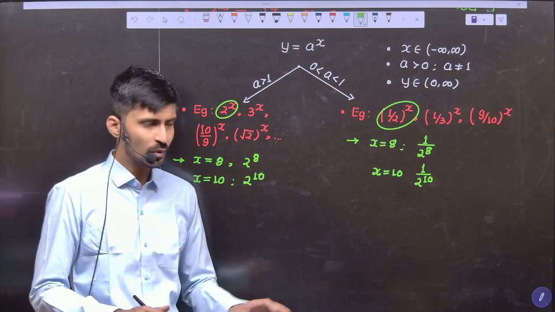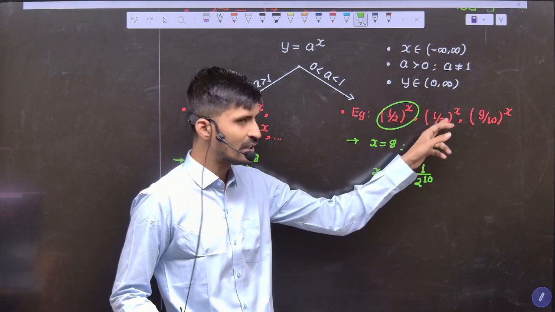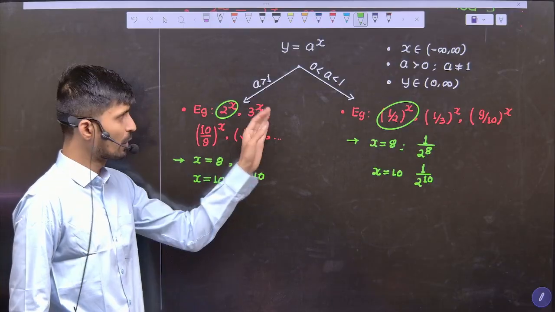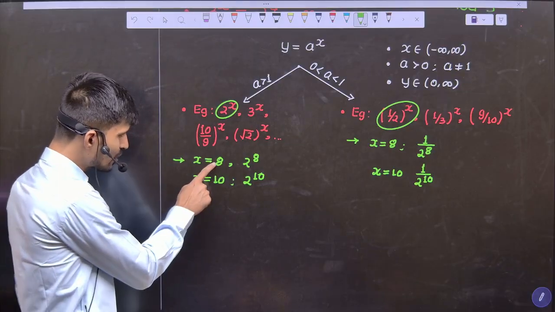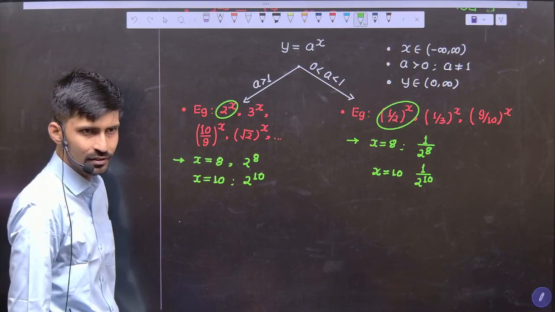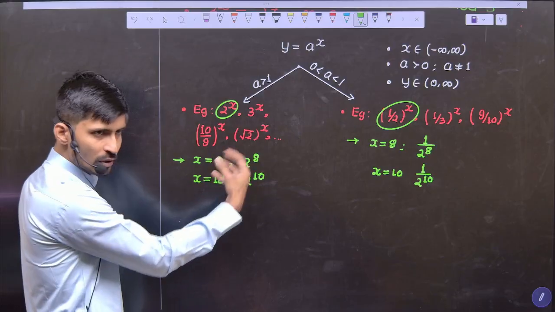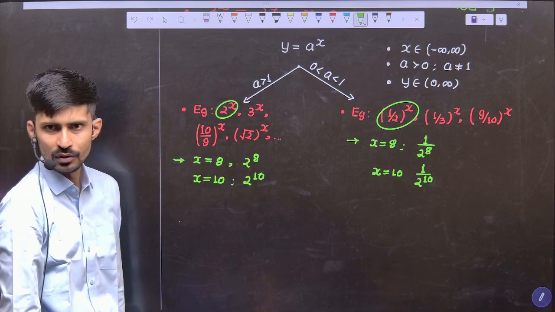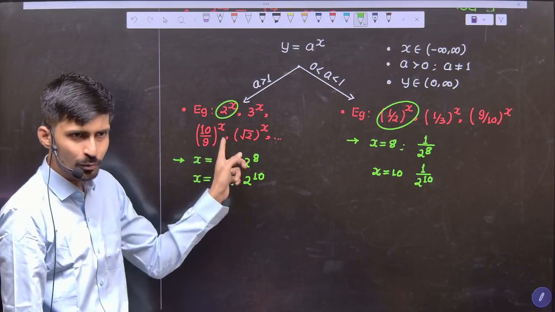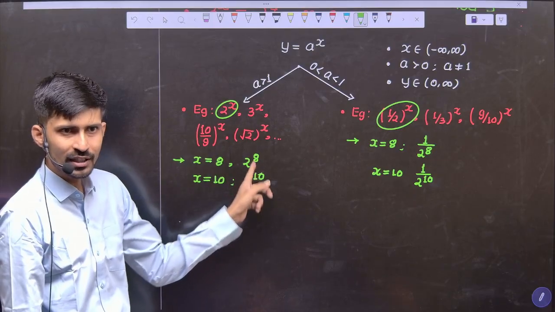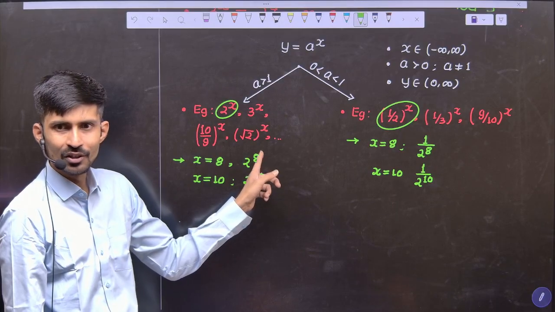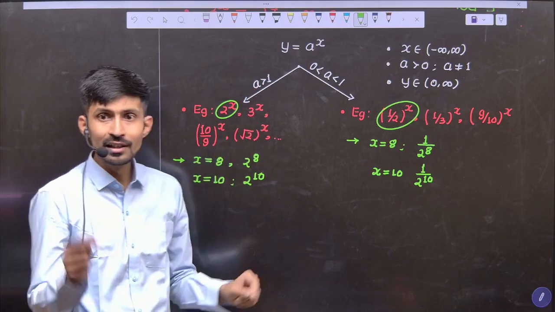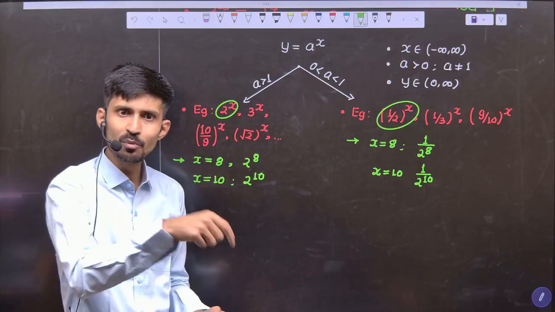Now whatever I am going to explain here, the same thing is correct for 1 by 3 raised to x, and for 9 by 10 raised to x. And whatever I tell you here is correct for this, but both will contradict each other. Now see, is x equals 8 greater or x equals 10 greater? Out of these two outputs, 8 is the input. When you give input 8, it gives 2 raised to 8 as output. Which input is less? Which output is less? 2 raised to 8. So when a is greater than 1, less input gives less output, and more input gives more output.